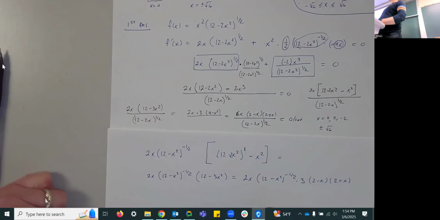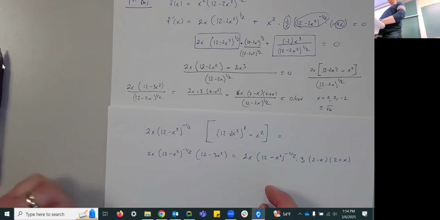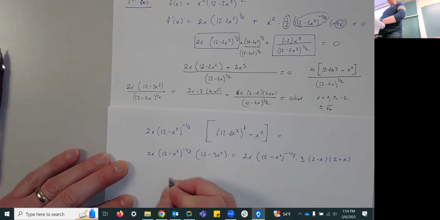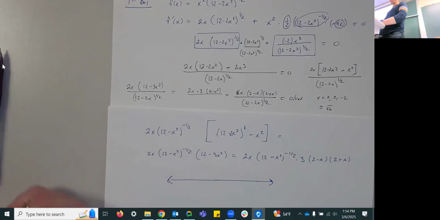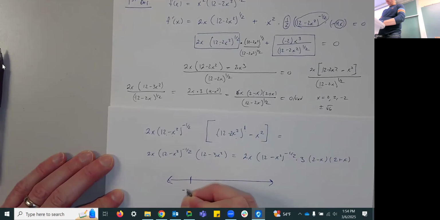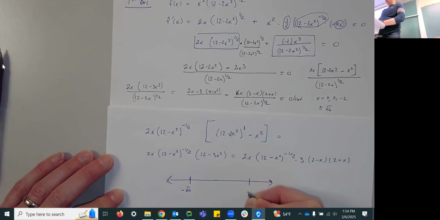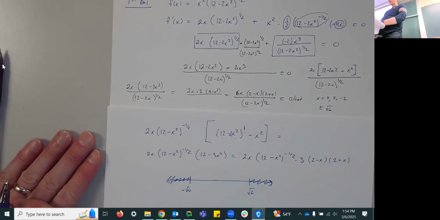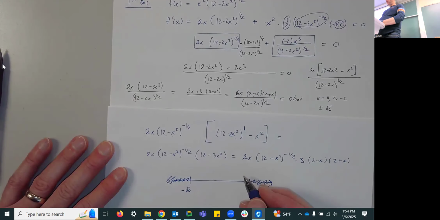Okay, now we're going to use the number line for our first derivative. And I've kind of done it wrong here. I shouldn't really have arrows at the end because I'm not going to infinity. I'm stopping at negative root 6 and positive root 6. This function isn't defined to the left or right of those numbers. And then my other critical values are, what were they? 0, 2, and negative 2? Yep. 0, 2, and negative 2.